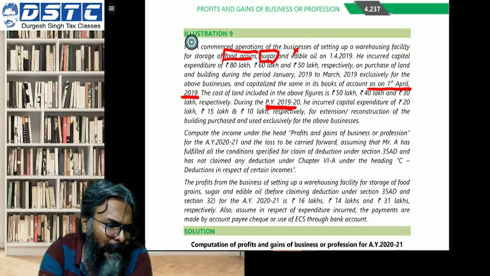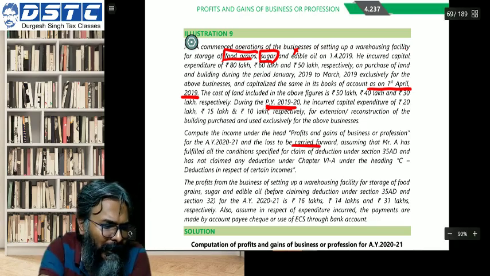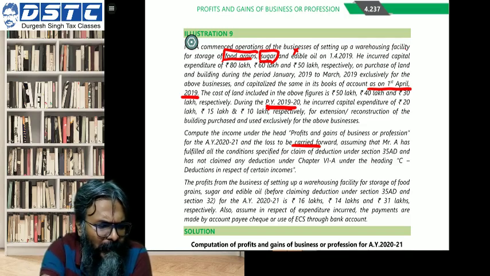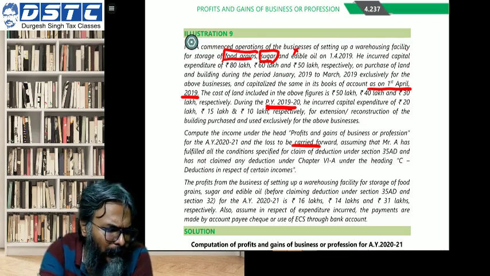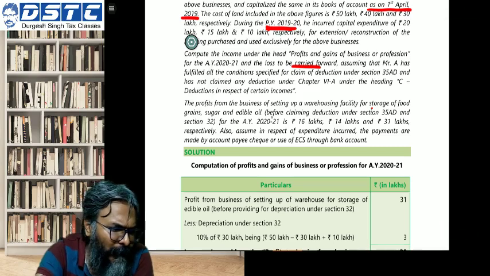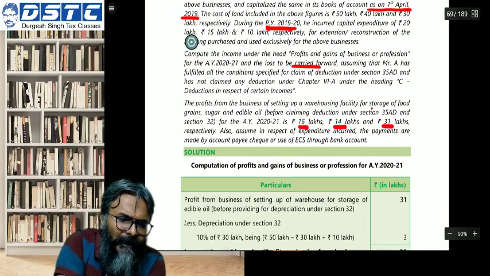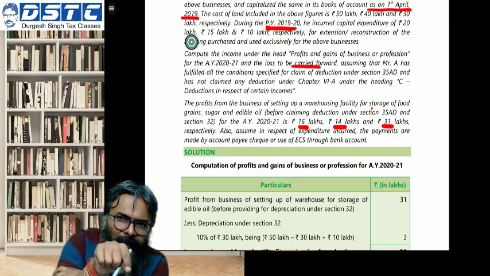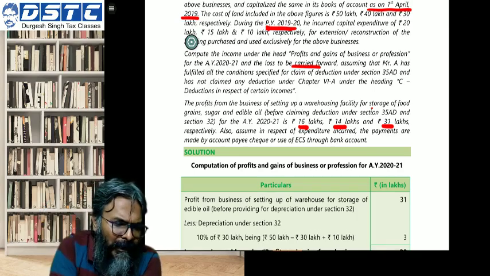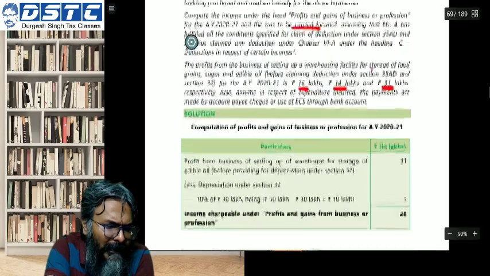Compute the income under the head profits and gains of business and profession for AY 2021 and the loss to be carried forward. Assuming that Mr. A has fulfilled all the conditions specified for the claim of deduction under 35AD, the profit from business of setting up a warehousing facility for storage of food grain, sugar and edible oil before claiming the deduction is 16 lakhs, 14 lakhs and 31 lakhs. So before claiming the deduction of 35AD or depreciation of section 32, as the case may be, this is the profit. Also assume that in respect of expenditure incurred, the payments are made by account payee cheque.